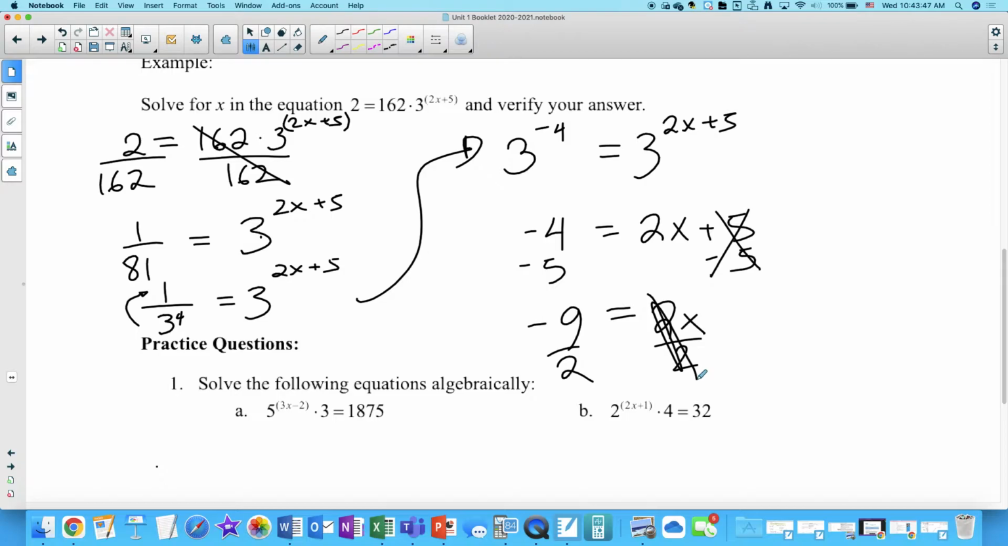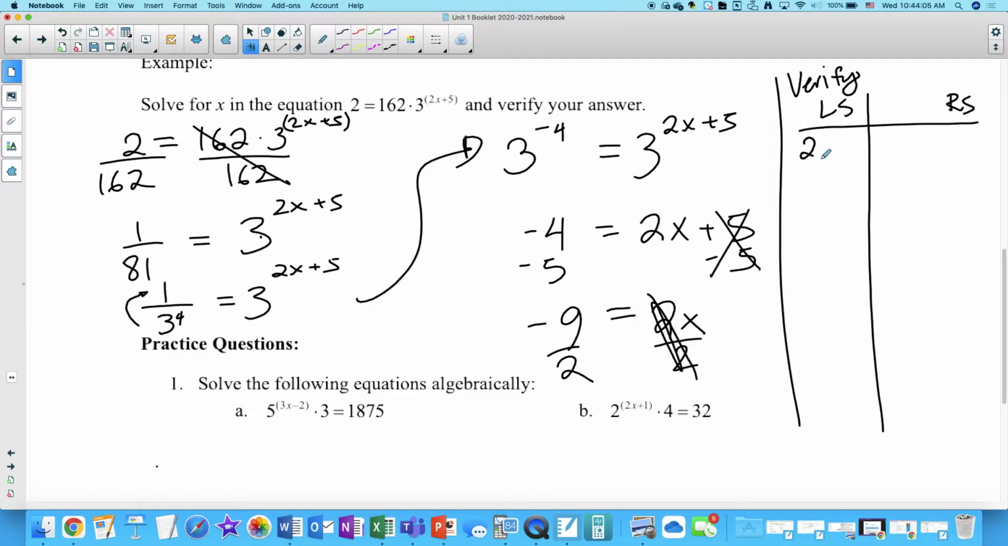Okay, now if I wanted to verify this, remember verifying is done in the original equation. So I have a left side and a right side, right? My left side's just 2. My right side is 162 times 3 to the 2x plus 5. And when you're verifying, if you want to convert that into a decimal, negative 4.5, right? Sometimes it's easier to plug a decimal value into your calculator than an actual fraction. So the left side's already simplified. That's already just 2. This is going to be 162 times 3 to the power 2 times negative 4.5 plus 5.